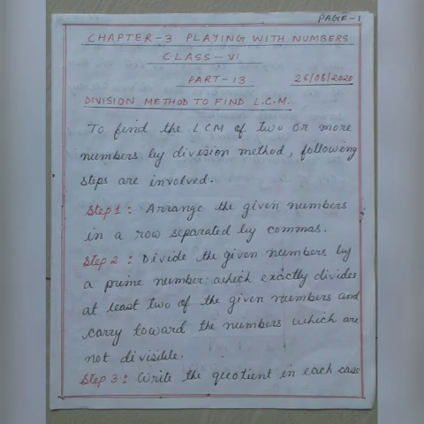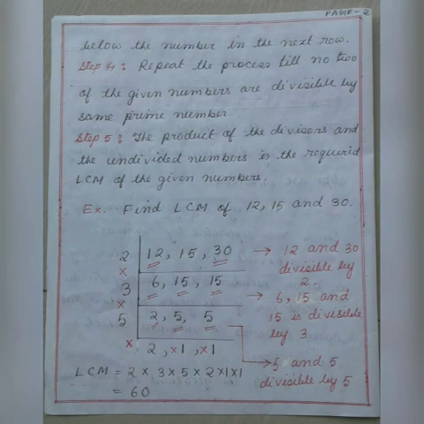Step number 3, write the quotient in each case below the number in the next row. Step 4, repeat the process till no two of the given numbers are divisible by the same prime number. Step 5, the product of the divisors and the undivided numbers is the required LCM of the given numbers.